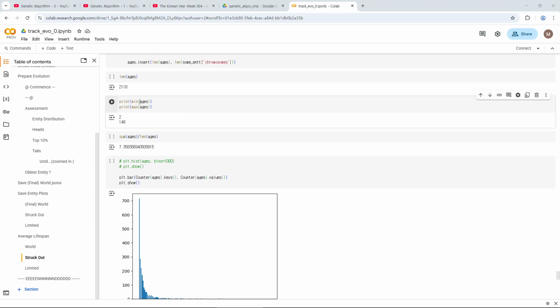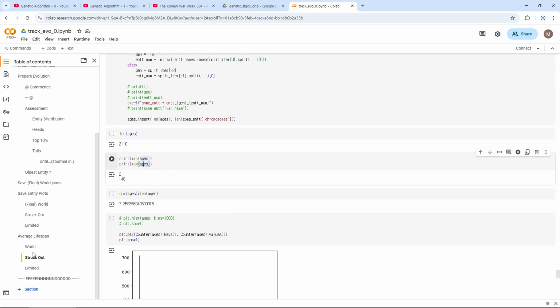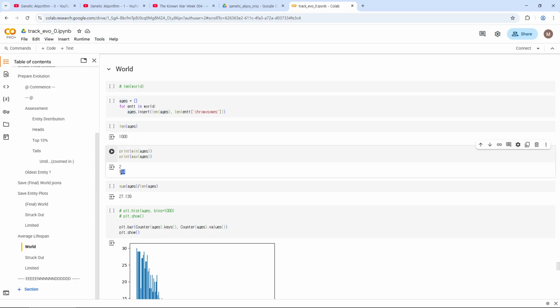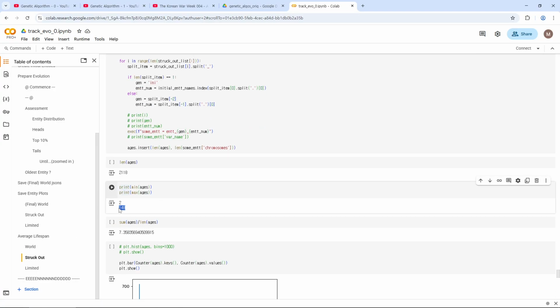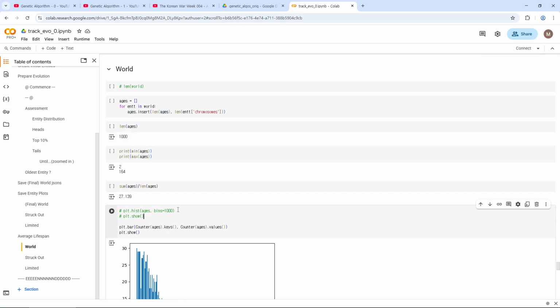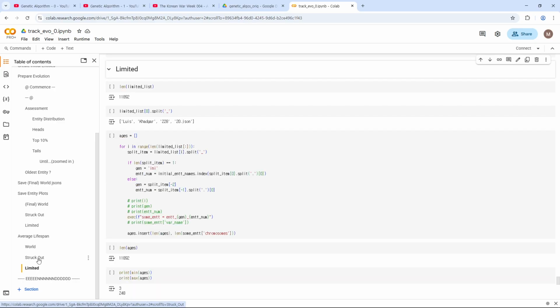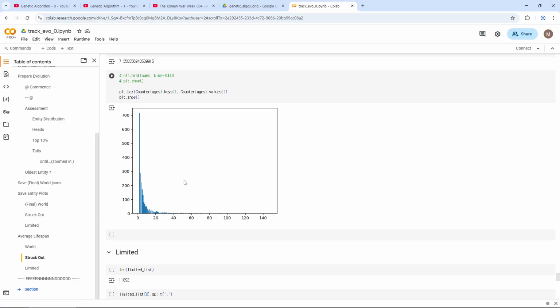However, here also, the maximum one is almost 148 generations old. So, about the same, 164 compared to 148. That's quite remarkable, I guess. And then here is the distribution.